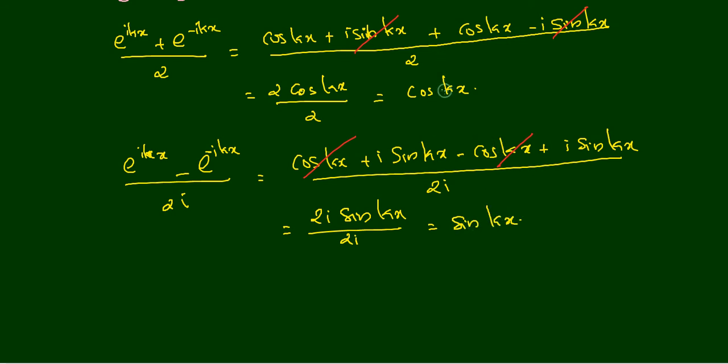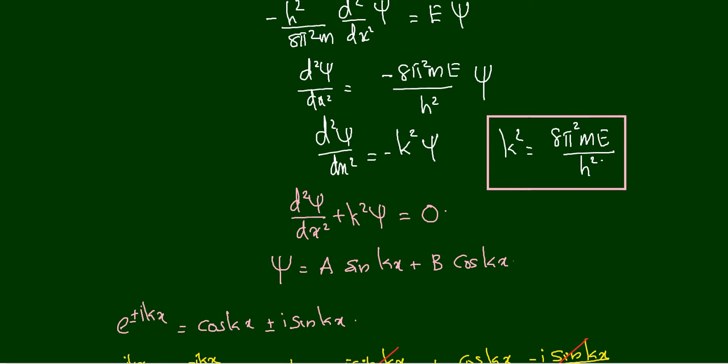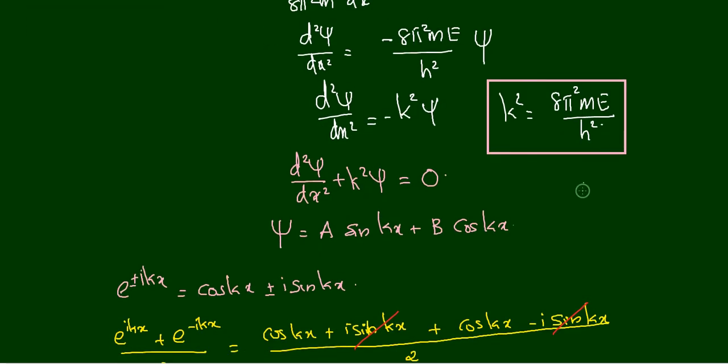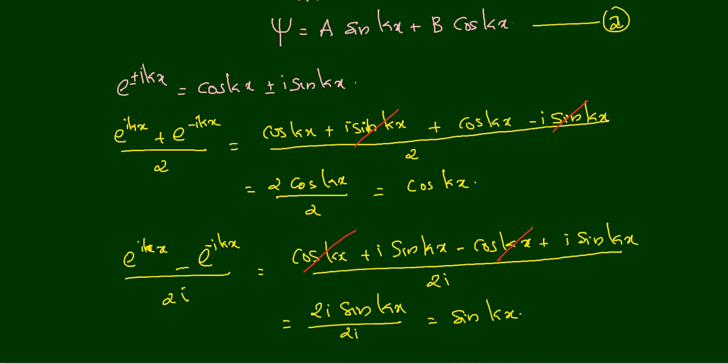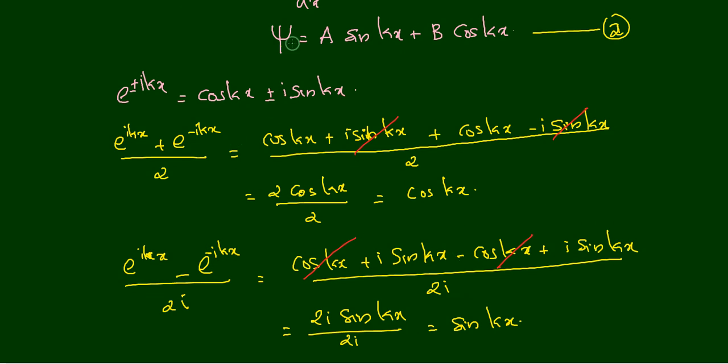So now we have two relations. Cos kx is equal to e raised to i kx plus e raised to minus i kx divided by 2, and sin kx is equal to e raised to i kx minus e raised to minus i kx divided by 2i. Let me substitute this in our psi equation. Let this be equation number 1, this is our psi equation, so let this be equation number 2, because we will use this later. I am going to substitute the values of cos kx and sin kx in equation number 2.